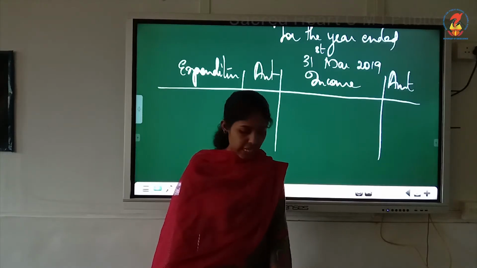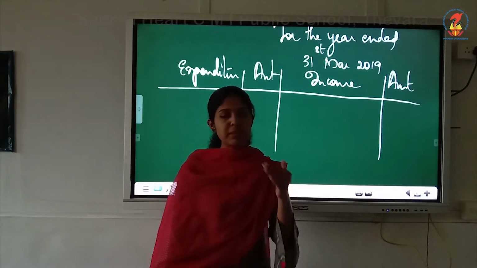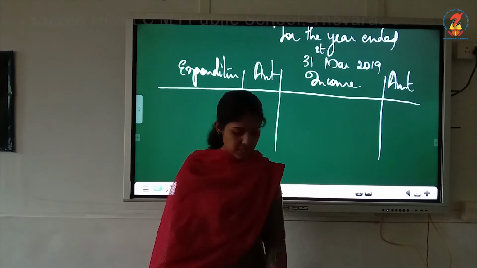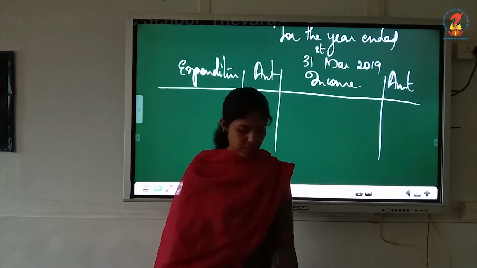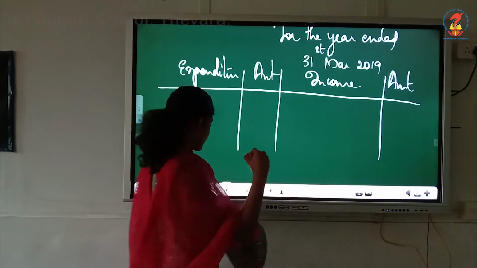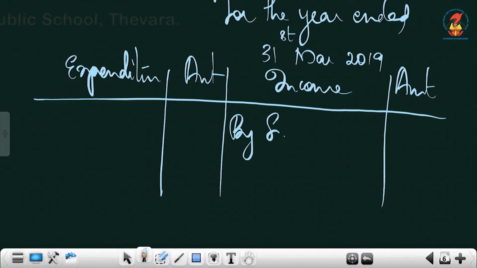On the receipt side, the first one is the opening balance, that is 17,000 given. So the opening balance will be recorded in the opening balance sheet. Then we have subscription of rupees 60,000. With that we have to consider those adjustments. So subscription, we will write that 60 in the inner column.